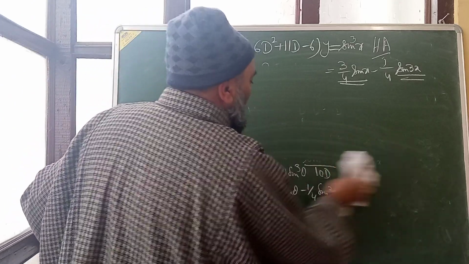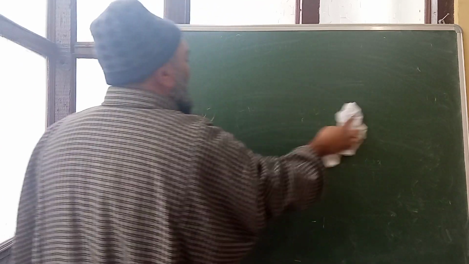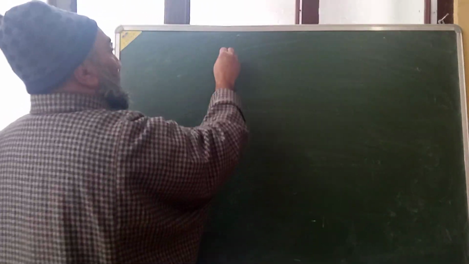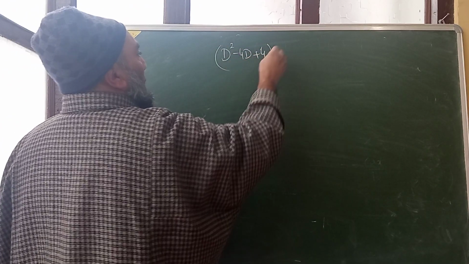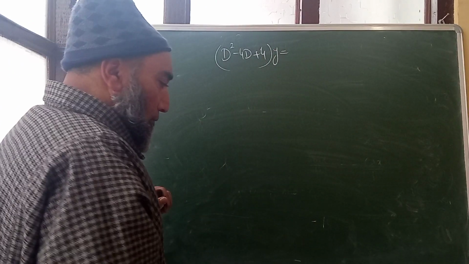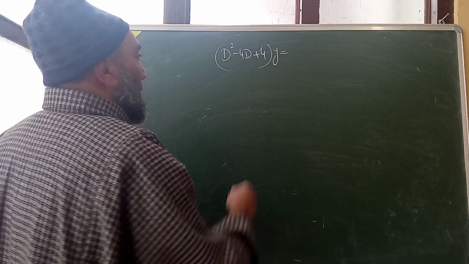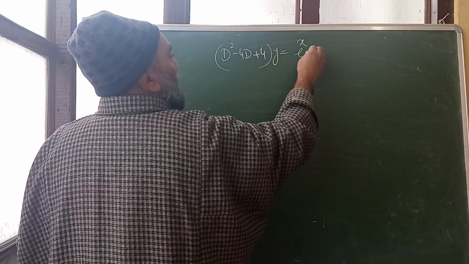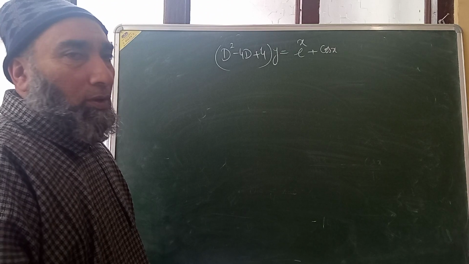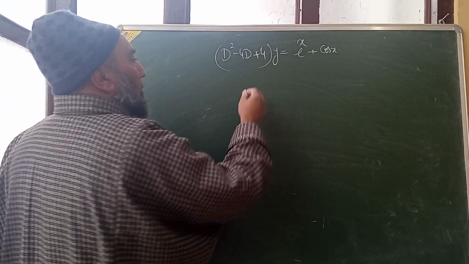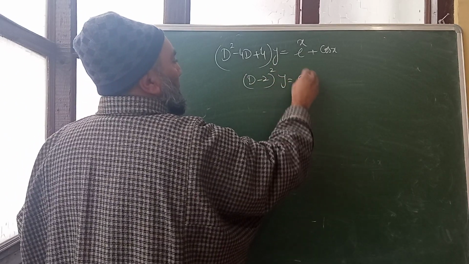Let me write one more question. Let me not go deep into this. Let me have one more question. D square minus 4D plus 4 operating on y equals e raised power x plus cos x. Okay, you have two functions now. This is e raised power x and cos x. This is nothing but D minus 2 whole square operating on y equals e raised power x plus cos x.